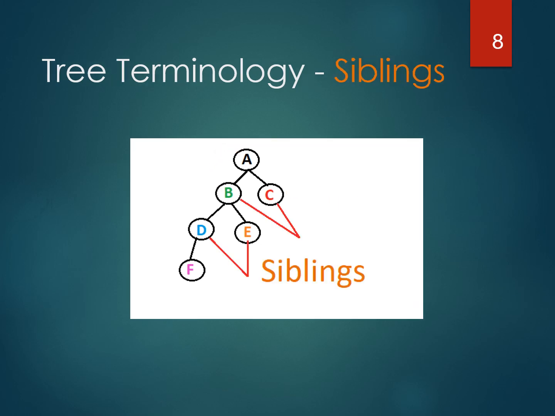Next is siblings. So when two or more nodes have the same parent, you call it siblings. So here in this case, B and C have the same parent A. So they are called siblings. D and E have the same parent B. So they are called siblings. And one important point to say that this is a tree is the siblings are not connected by an edge. If the siblings are connected by an edge, then you call it a graph. It is not a tree, definitely.